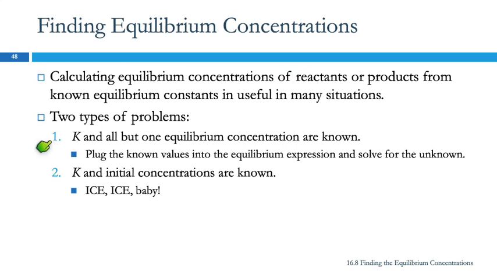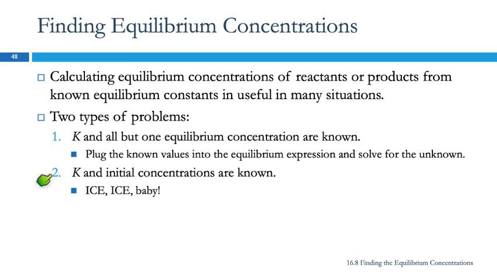The first type, they'll give you the rate constant. That's the equilibrium constant, and all but one of the equilibrium concentrations. And so then we just plug the known values into the equilibrium constant expression, and we solve for the unknown. That actually doesn't happen very often.